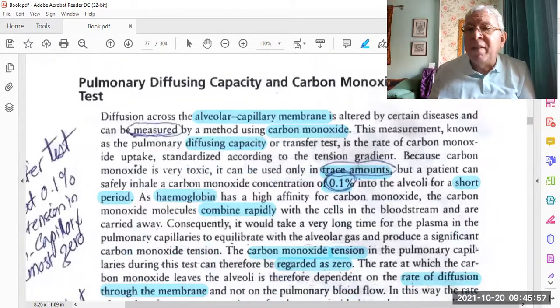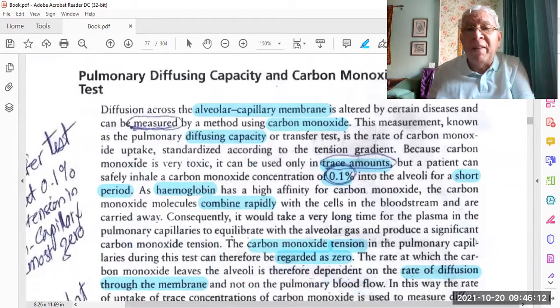Pulmonary diffusion capacity is the capability of the lung to transfer gases easily. You know that there are many diseases, such as asbestosis, sarcoidosis, lupus erythematosus. All these are diseases that definitely affect the diffusion of gases. So we use what we call diffusion capacity testing.